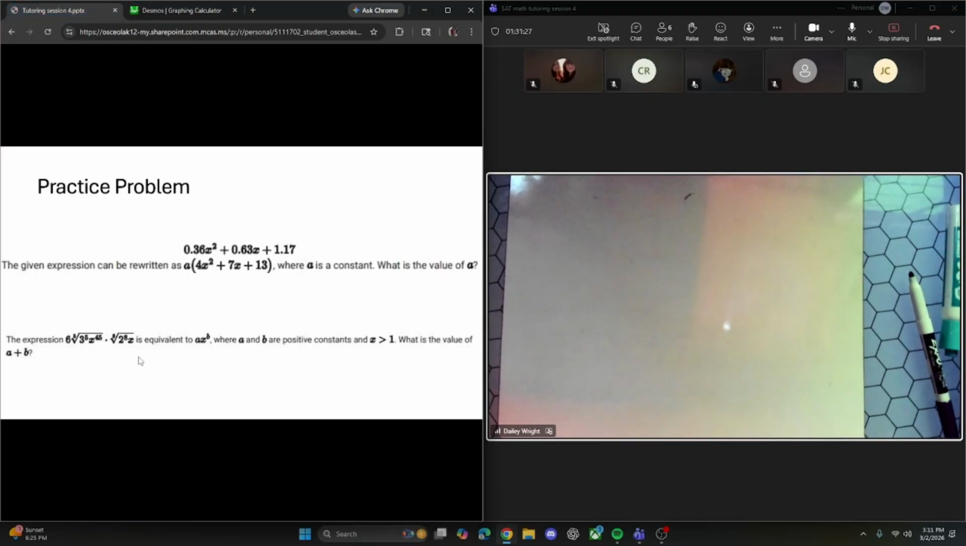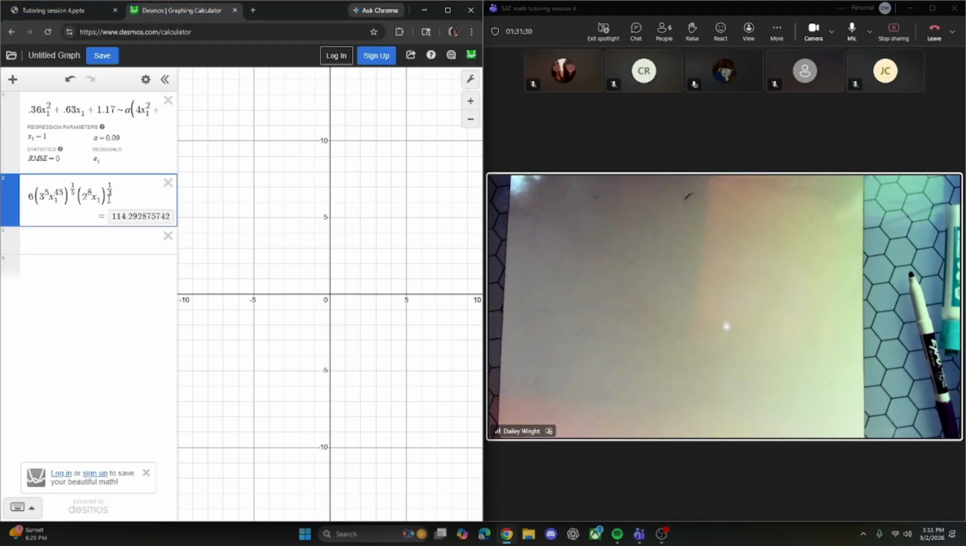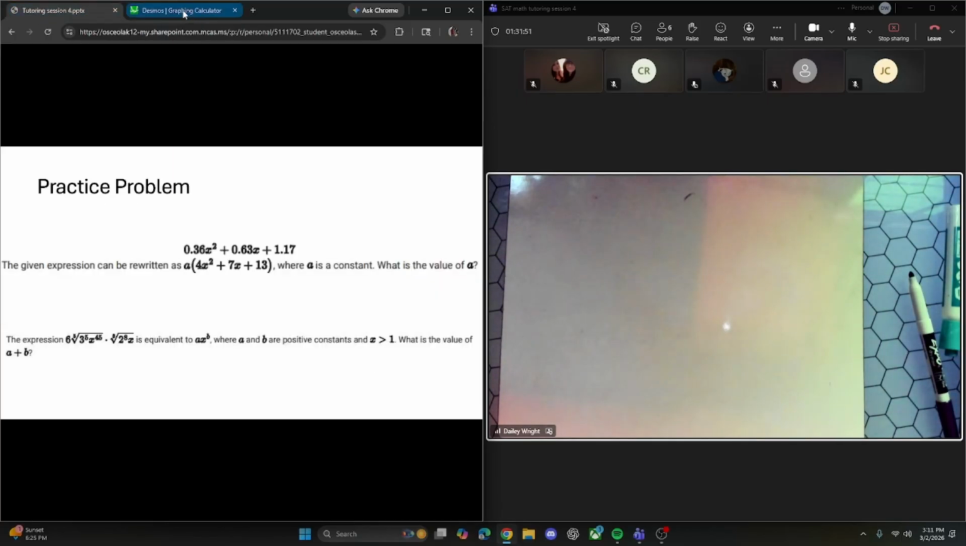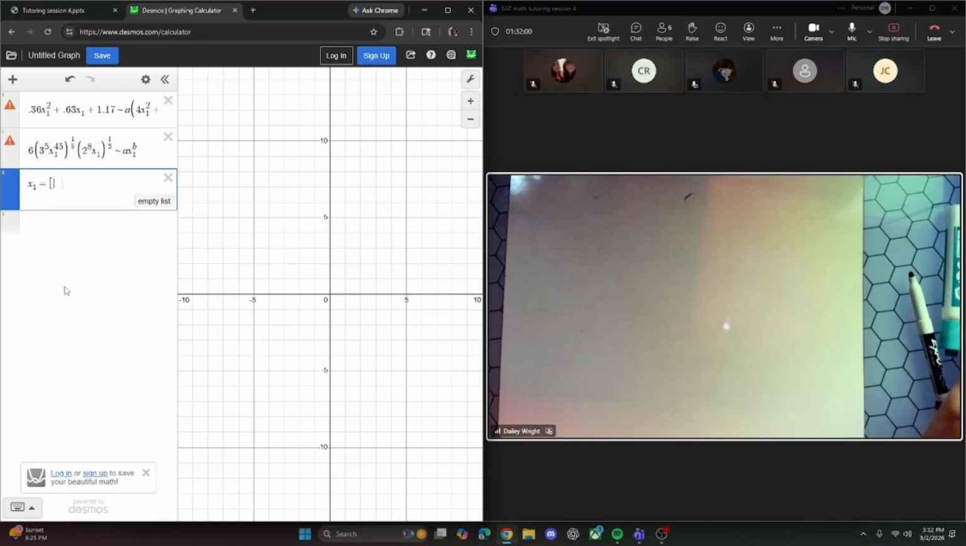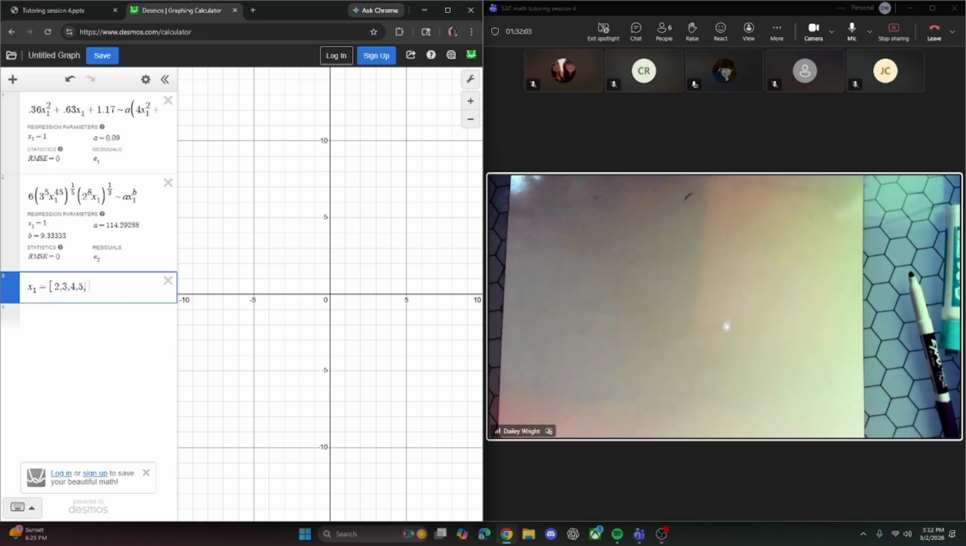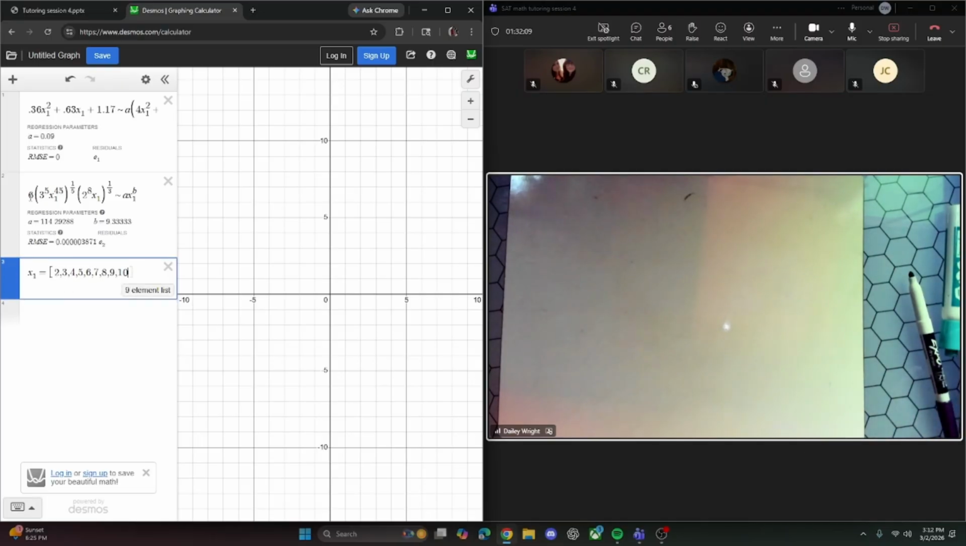And again, on test day, you're not going to have to go back and forth like this. I believe that all is right. And then this is equal to a xb, equivalent a x1 to the b, I believe. And it says x is greater than 1. So what we want to do is set x1, because that's what we're using in place of x, equal to brackets. It's not 1 because it's greater than 1. And then you want to make sure you list everything out.